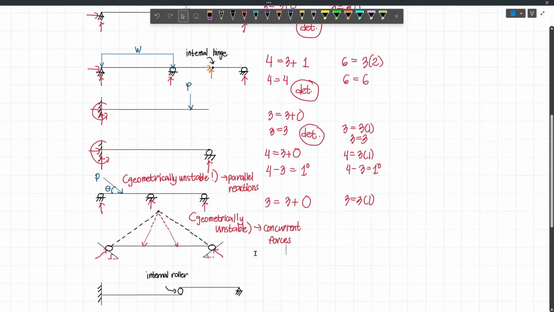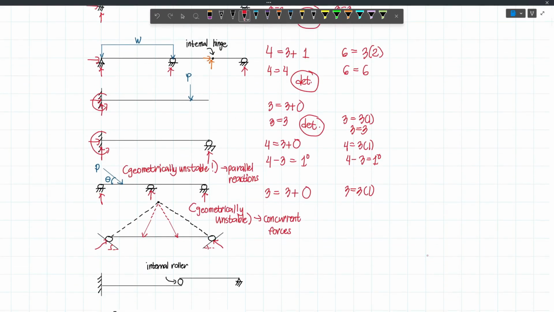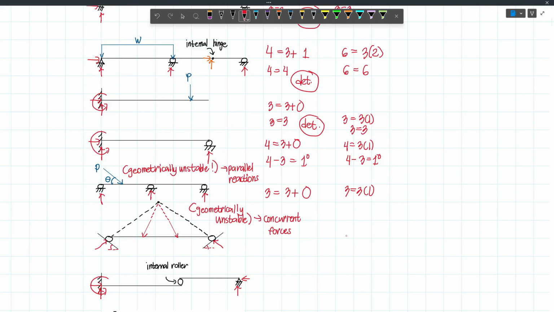So here we go to the next example. What if this one has an internal roller? What will happen? We have reactions here: upward, horizontal, and also at the hinge. So two reactions. Applying r equals 3 plus c, the r here is 1, 2, 3, 4, 5. So 5 is equal to 3 plus c. Again, the c here for the internal roller is 2. So 3 plus 2, we get 5 is equal to 5, which means our beam is determinate, right?